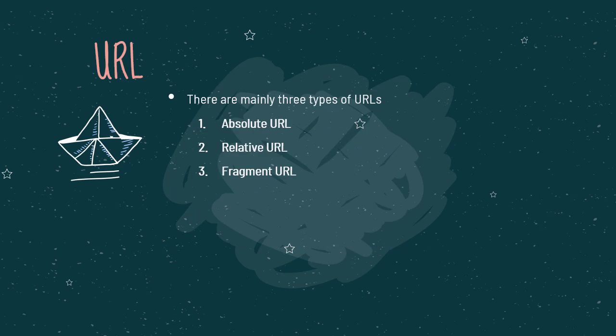There are three main types of URLs: absolute URL, relative URL, and fragment URL. Absolute URL means the complete path to a file.